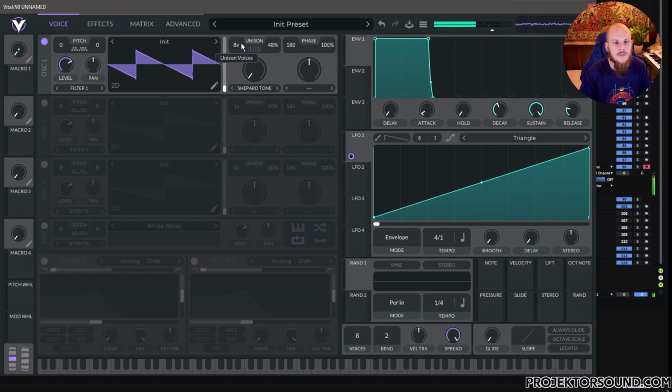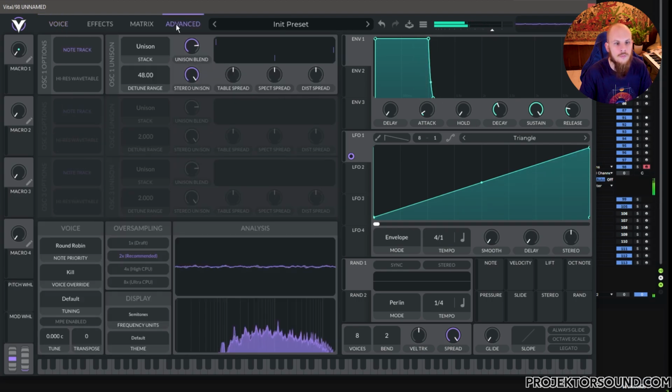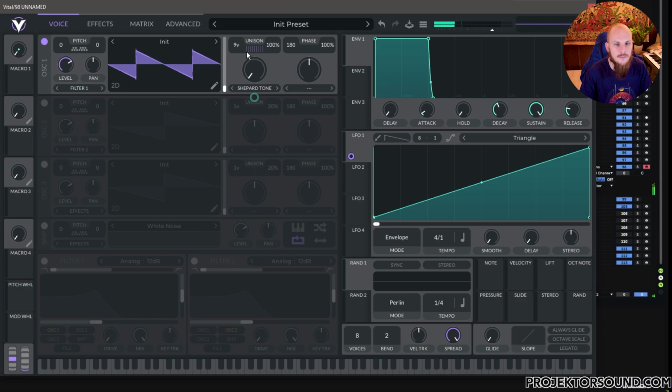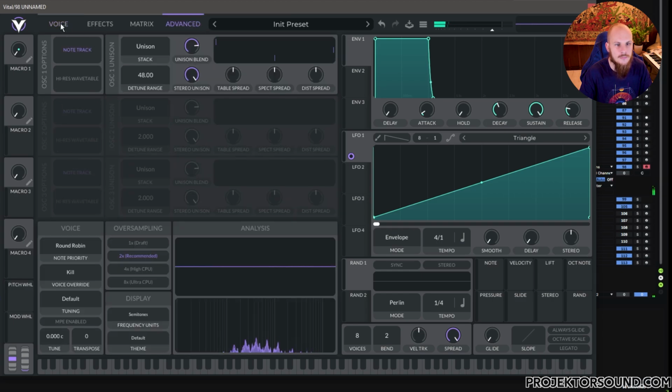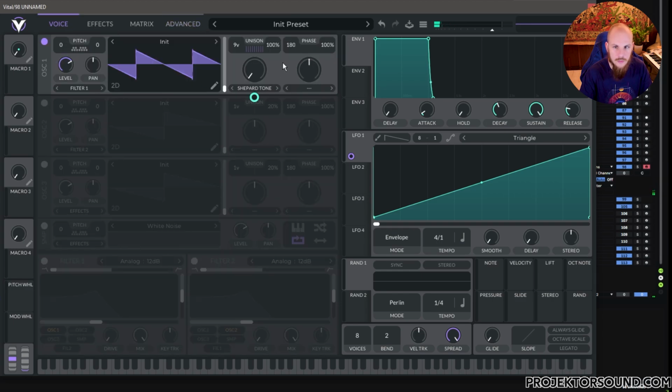And I think if we want the whole range to be used, we need 9 voices, so that for every octave in the range, we have 1 voice. That might be cool.